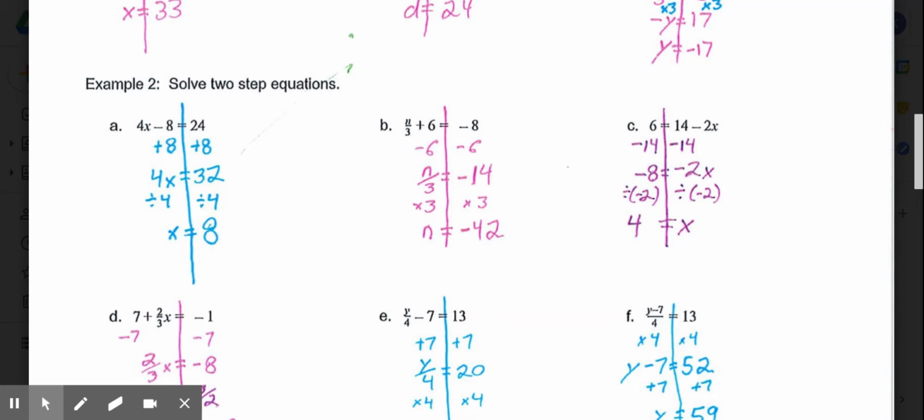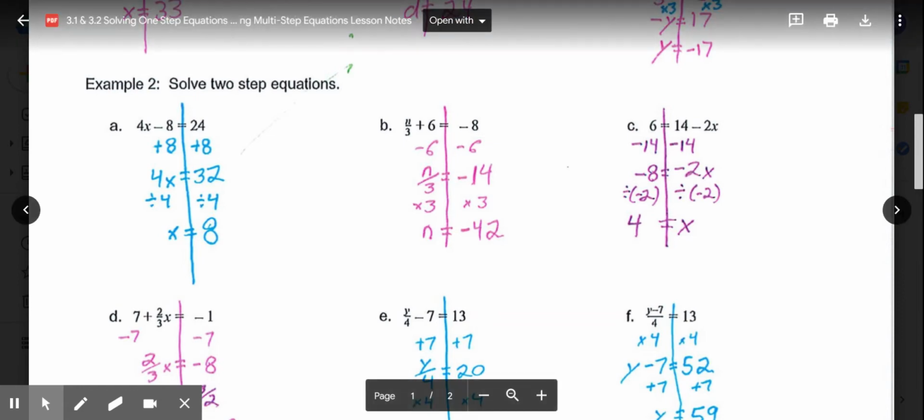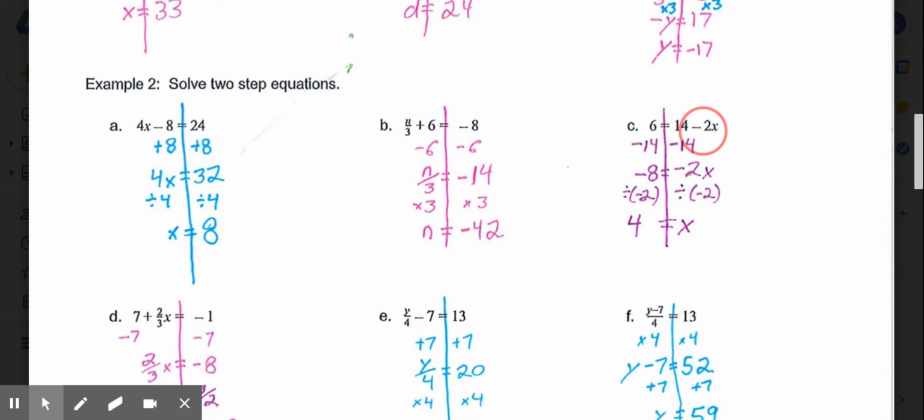And then in C, we have 6 equals 14 minus 2 times x. Now the variable's on the right. That doesn't matter. We just want to get it alone. So we have 14 minus 2x. This is the same thing as a negative 2x plus 14 if we rewrote it. But what we want to think to ourselves is, how do we get this positive 14 back to 0? Even though there's a minus in front of the 2x, this is a positive 14, so we want to get back to 0, so we'd subtract 14 from each side.